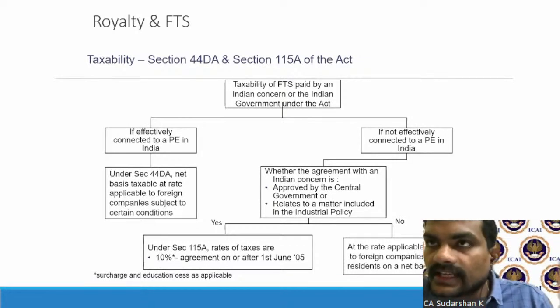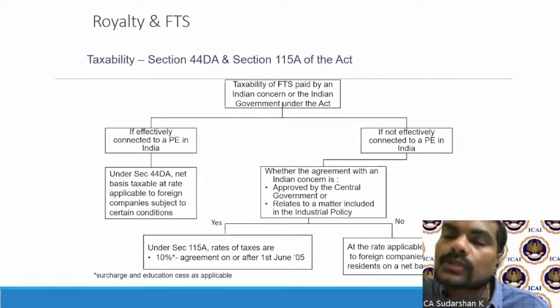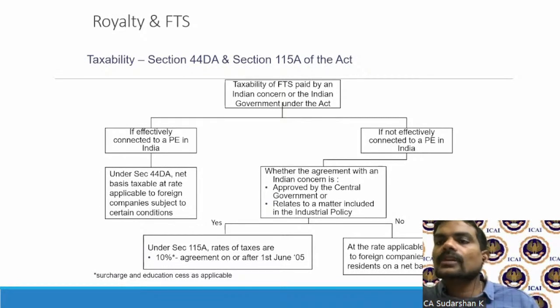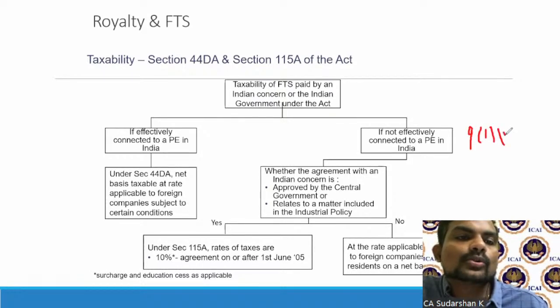So again, I reiterate this: basically, if a PE is there, then it is doing business in India. So when you are doing business in India, the government says you are using my infrastructure and benefit, therefore you should pay taxes in India. As depicted in this diagram, if there is an FTS paid by an Indian concern, and it is not effectively connected to a PE in India, then simple, your 115A will attract. So you can just go to 115A and close it.